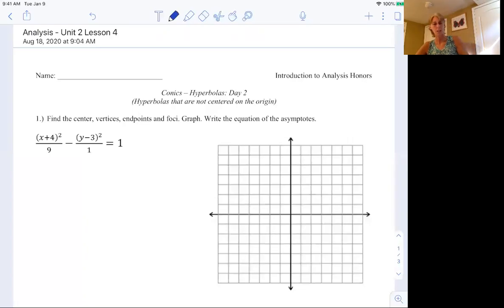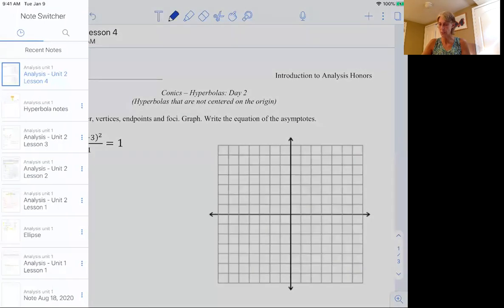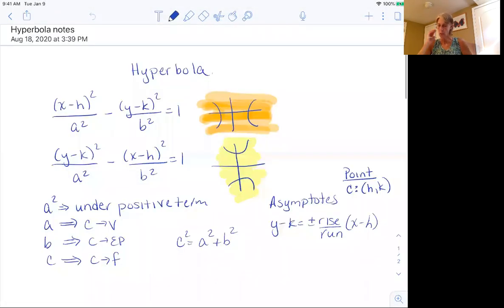Hey everyone. Today we're going to be focusing on day 2 of the hyperbola. So these are hyperbolas that are not centered on the origin. Before we begin, I just want to review some of the notes from yesterday.